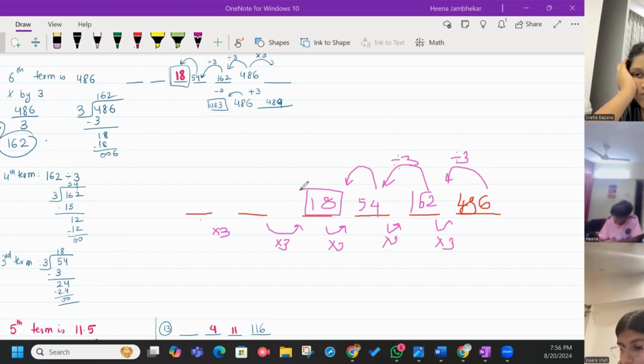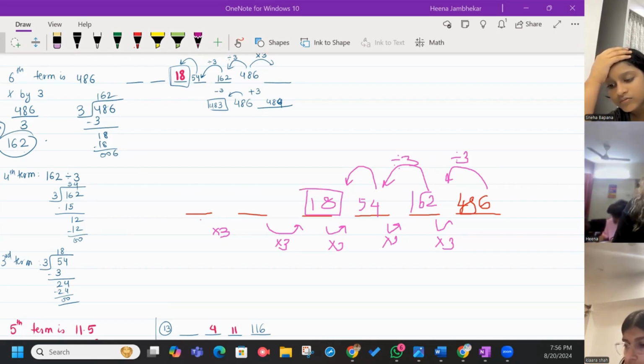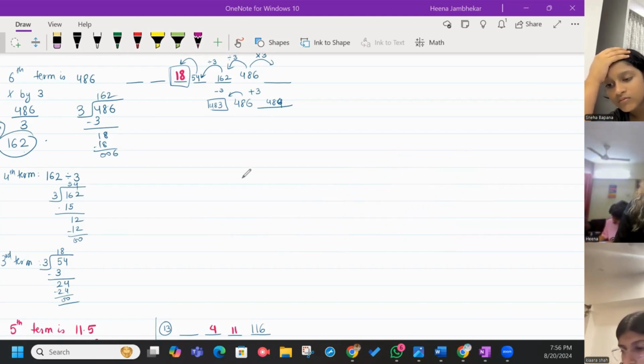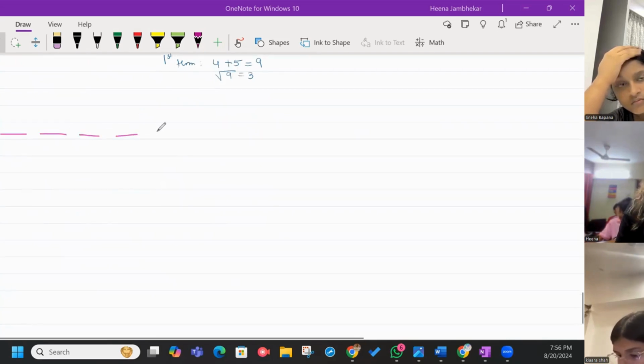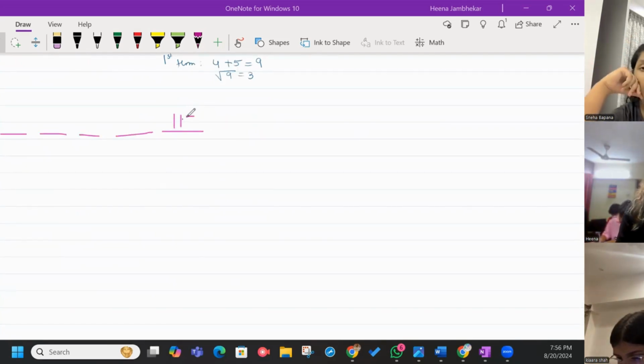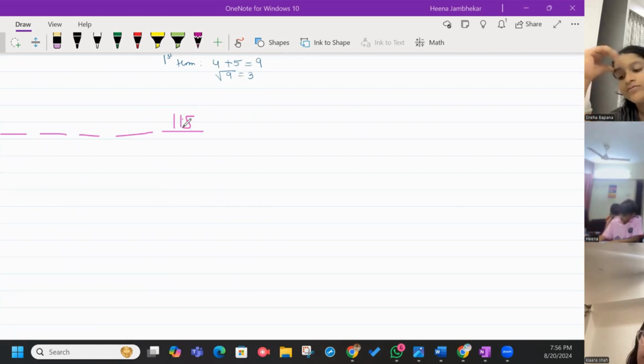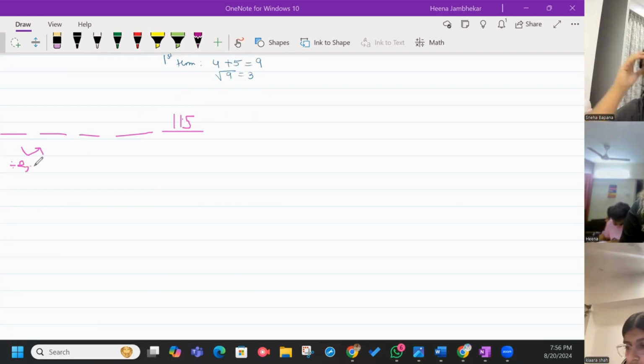Now write the question. The fifth term of a sequence is 11.5. The term to term rule is divide by 2 and add 6. What do you have to do first? Divide by 2 and then what will you do?